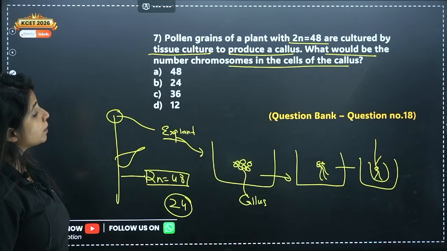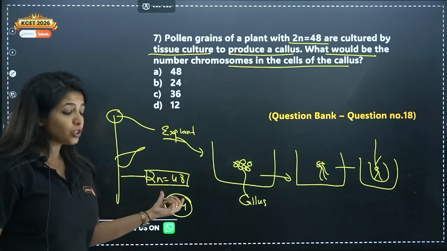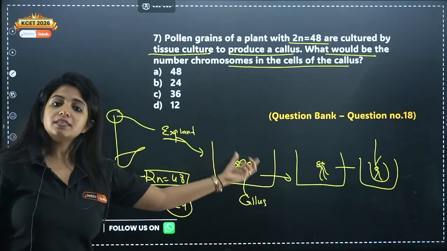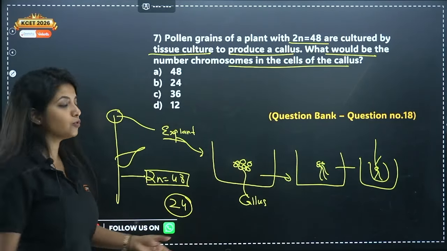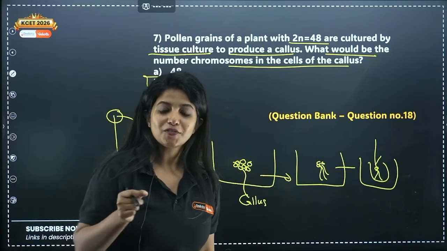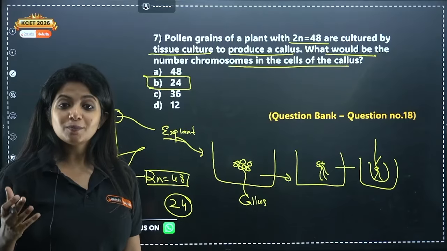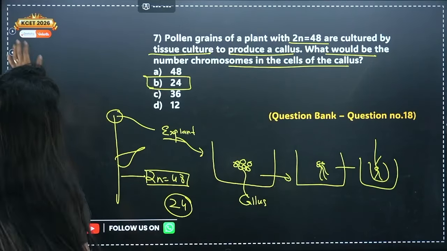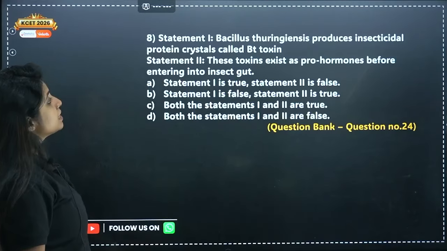And now, what would be the number of chromosomes in the cells of the callus? Since you have taken the pollen grains which have 24 chromosomes, obviously all the cells of the callus will also have 24 chromosomes. So your answer for this question would be 24. So you have to use a bit of understanding of sexual reproduction in flowering plants in this particular question. Yes, yes. Next. Statement 1.